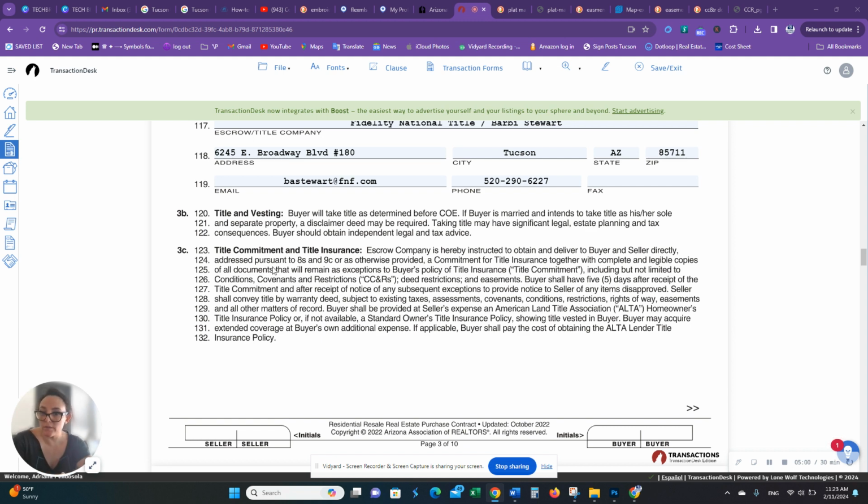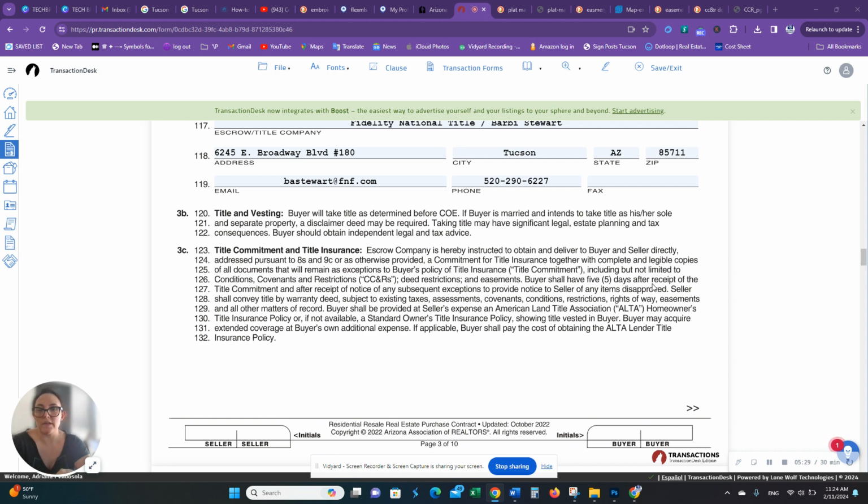Title commitment and title insurance. The escrow company is hereby instructed to obtain and deliver to buyer and seller directly, addressed pursuant to 8S and 9C, or as otherwise provided, a commitment for title insurance together with complete and legible copies of all documents that will remain as exceptions to buyer policy, title insurance, title commitment, included but not limited to conditions, covenants, and restrictions. I'm going to show you an example of this: deed restrictions and easements.